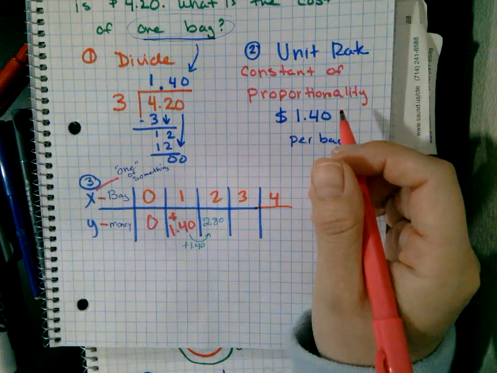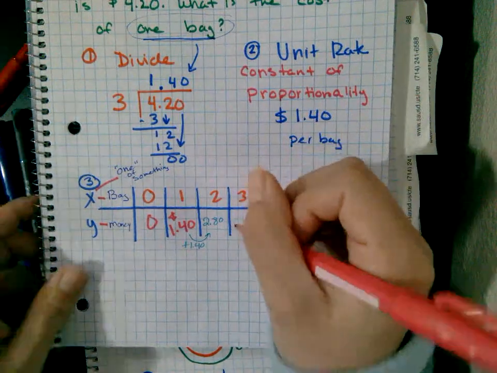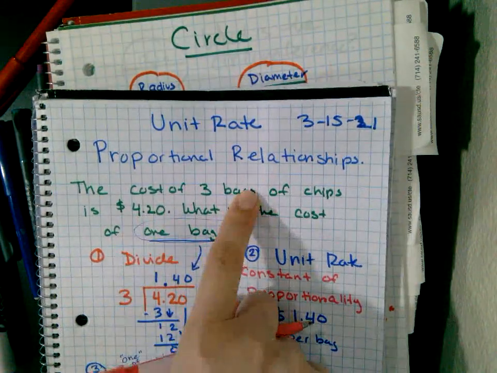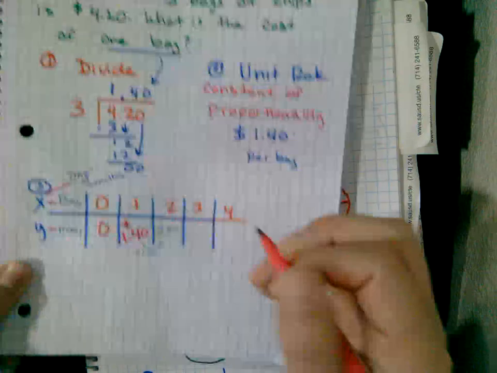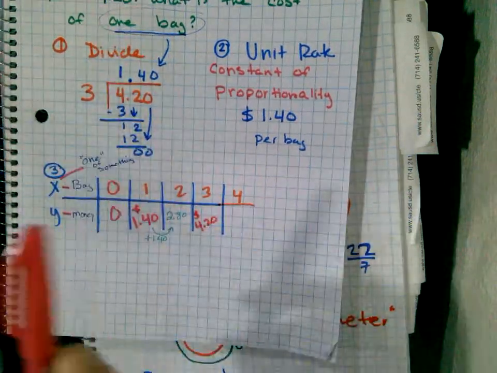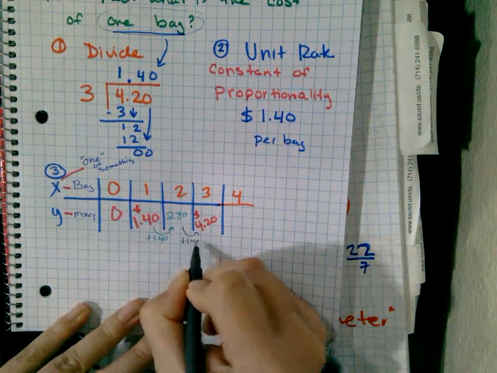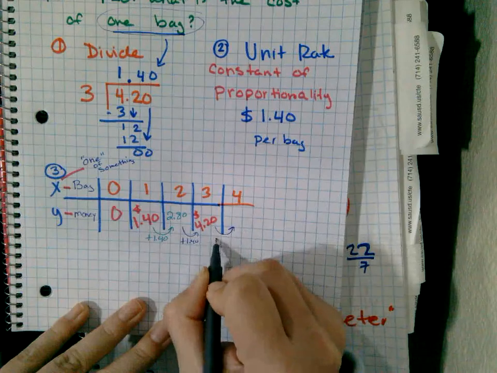How much does three bags cost? $3.20. Yes, $3.20, right here. It's in the problem. Three bags is $4.20. $4.20. Or you could have just added another $1.40. All right, how much does four bags cost?